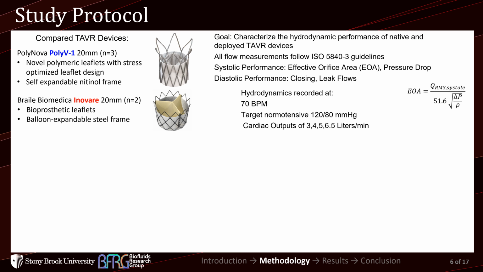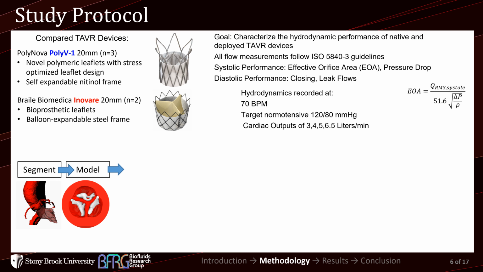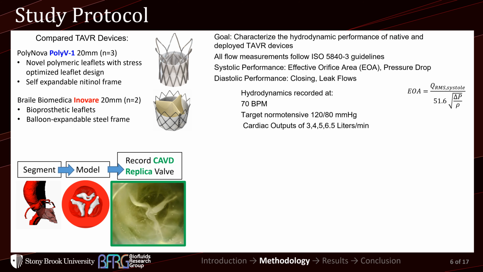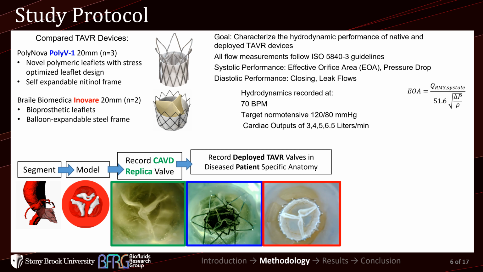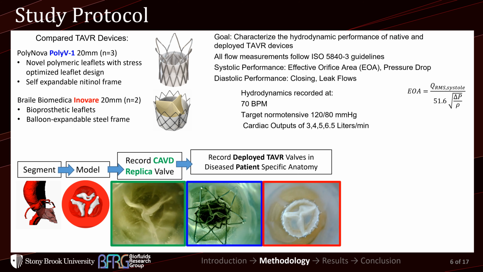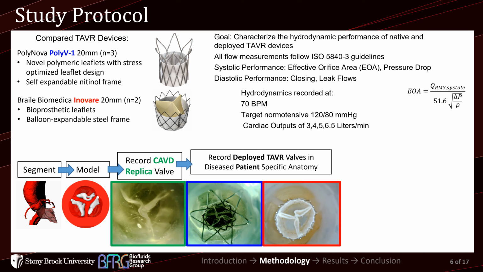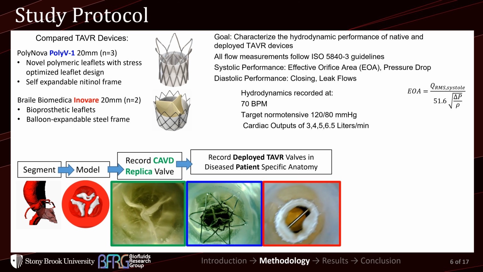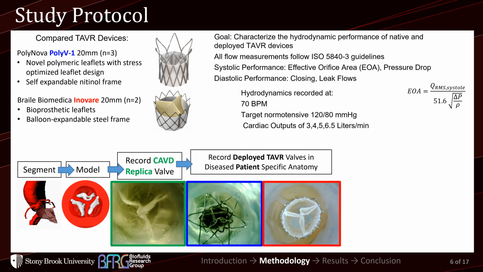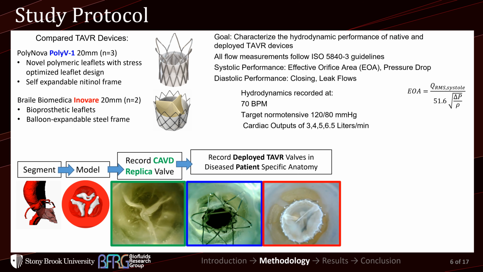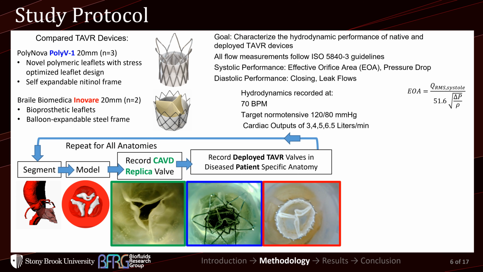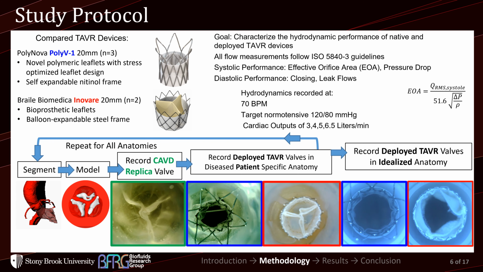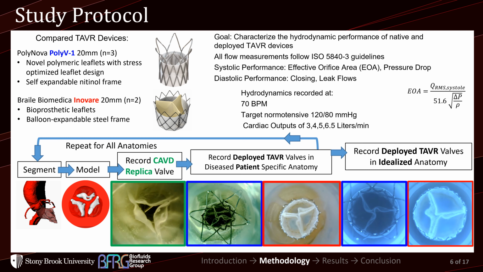So you go through, you make the models. First thing is you record the actual replica. So we're getting a benchmark here of the native stenotic replica. Then you deploy the different technologies inside. These are just simple endoscope videos that we took from the patient anatomies. You can see the difference between the valves. You repeat them for the other remaining anatomies, and then you can actually test them in the idealized conditions.